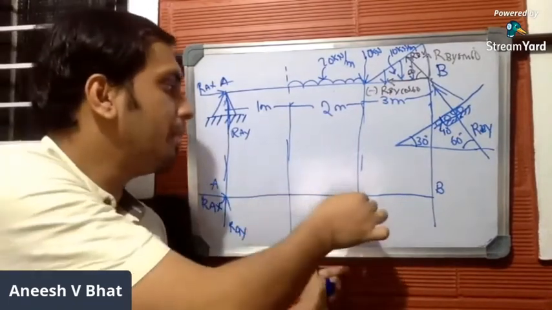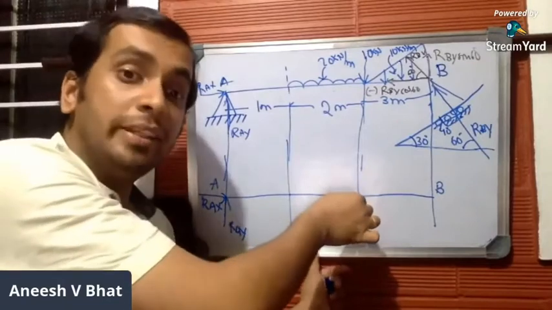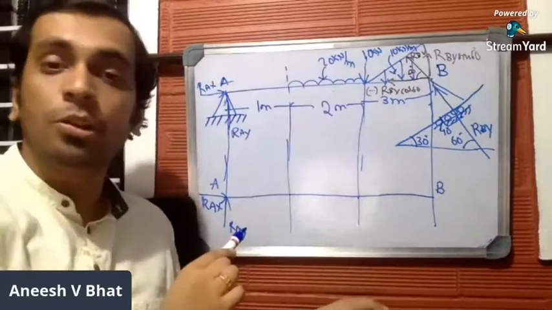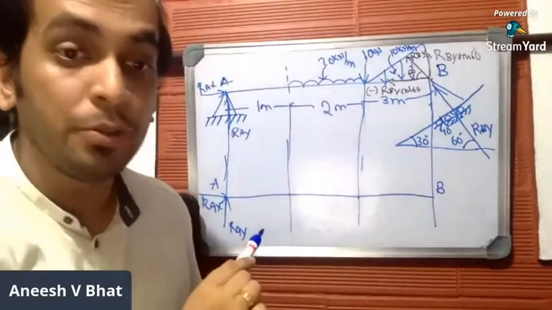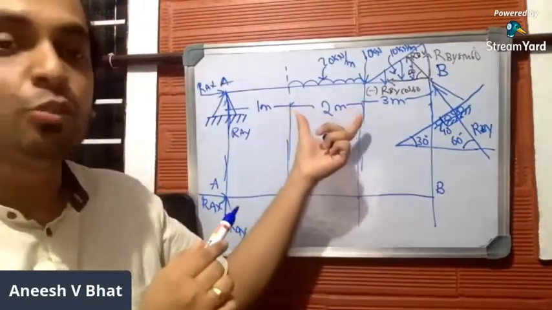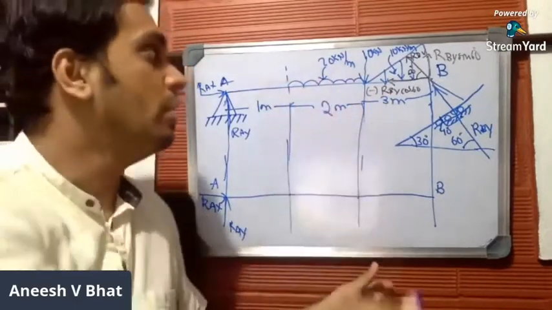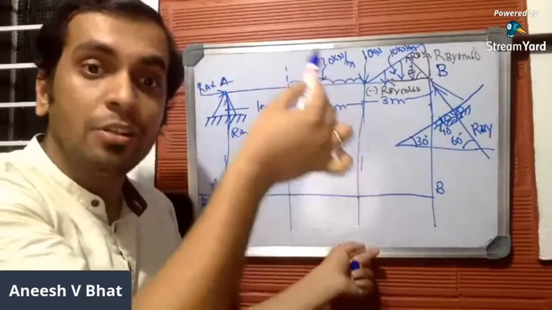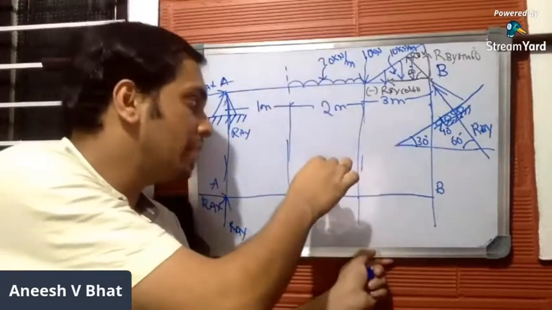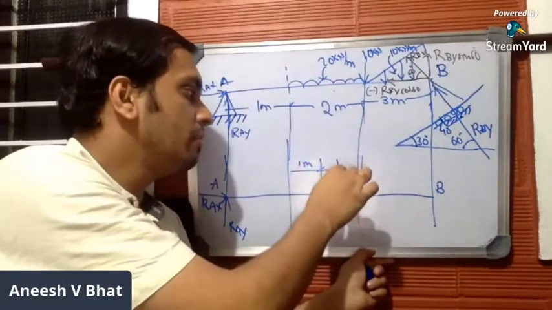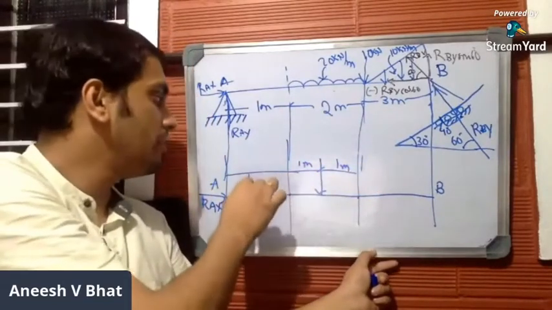From this particular point to this particular point, you have a uniformly distributed load which is spread. The rate of load distribution is 20 kilonewton per meter, and the span is 2 meters. So let us convert this particular force into a point load. A point load converted from a uniformly distributed load will be acting exactly at the center. The 2 meters is split in the center, this will be 1 meter and this will be 1 meter. So this distance is already 1 meter.